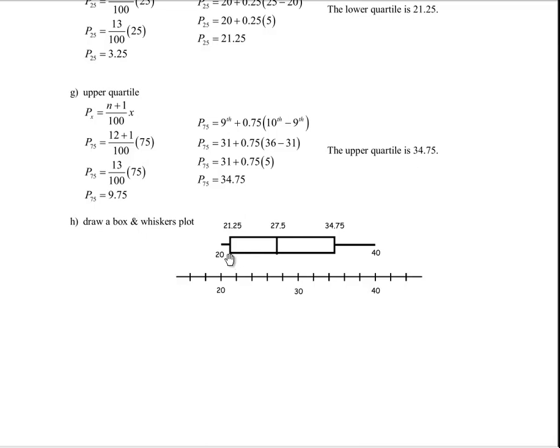Lower quartile is 21.25. The median was 27.5. Upper quartile is 34.75, so that's the box part. This whisker goes down to 20 because 20 is the lowest number. This whisker extends up to 40 because 40 is the highest number. So there's the graph.